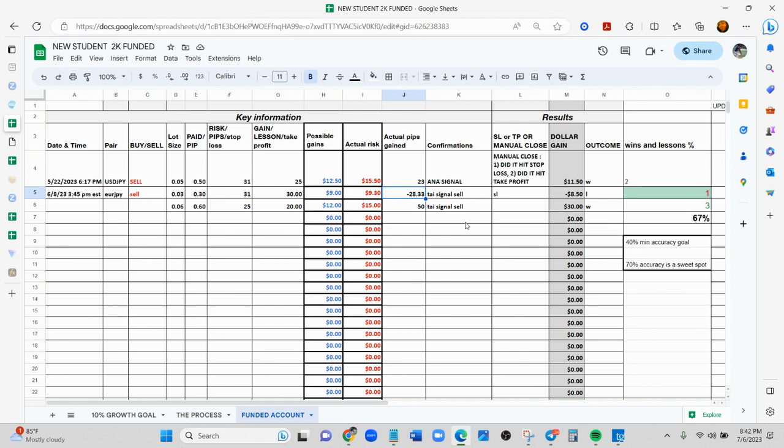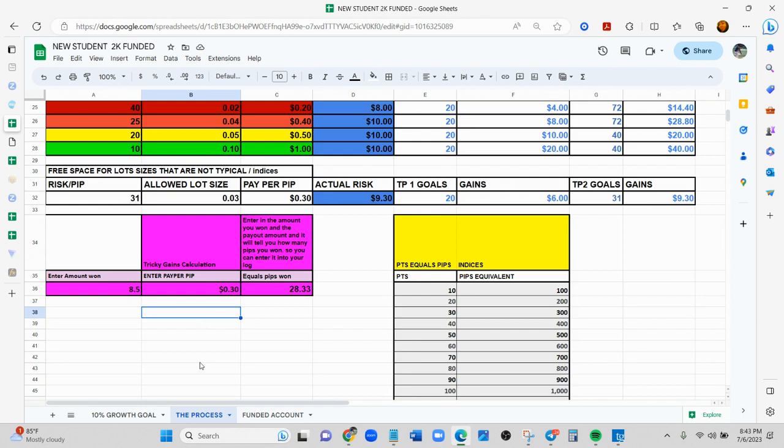All right, so I'm going to show you how to fill this in. You put the date and time. That's super important, because maybe you're taking losses because of the time frame that you're taking your trade. You put the pair in. You let me know if it was a buy or a sell. You know what lot size you're going to take. Why? Because you got it from the beginning. Remember, the signal will come out and will say, here's your stop loss, take profit, and your entry.